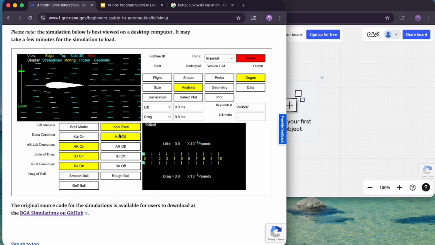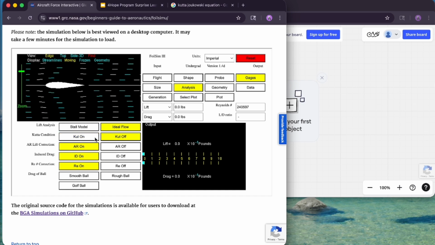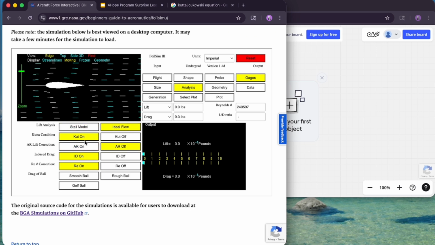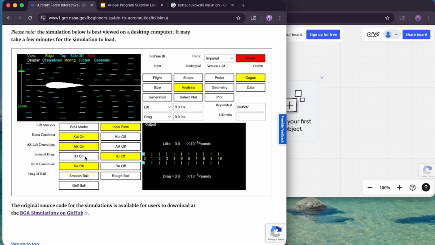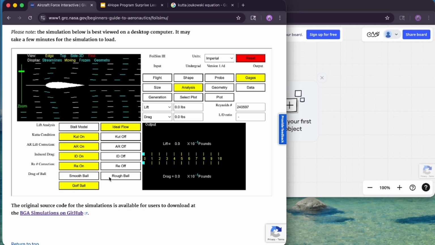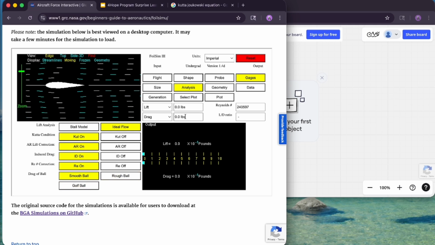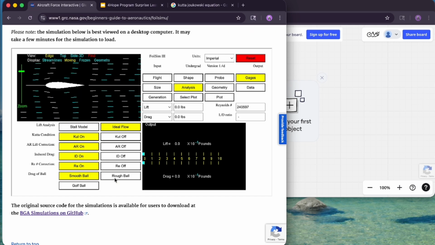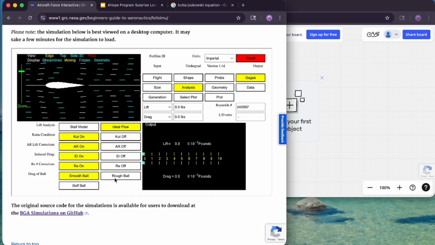CUDA conditions, you can turn the CUDAs off or on. Let's keep it on. You can also turn the AR off, you can change the ID, the induced drag, and then the RE number direction. You can have a smooth ball, golf ball, or rough ball, depending on what kind of analysis you want to do regarding any type of airfoil. You can use balls, airfoils, or wings to go through this simulator.